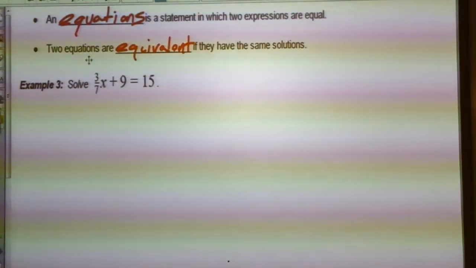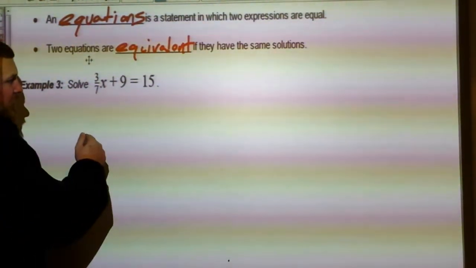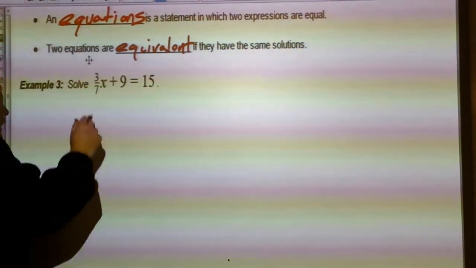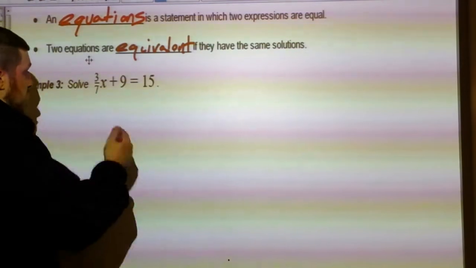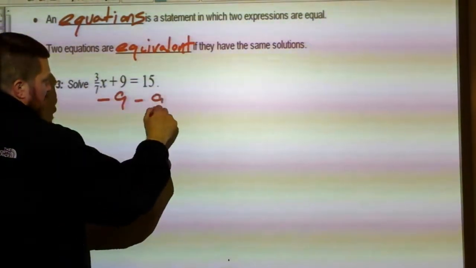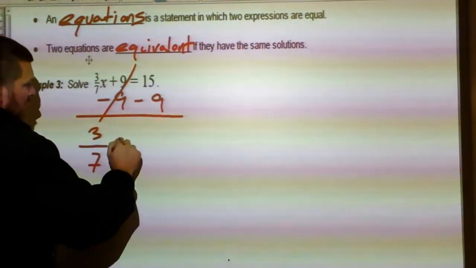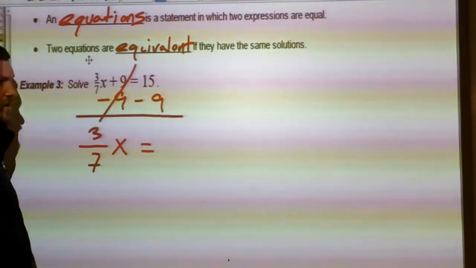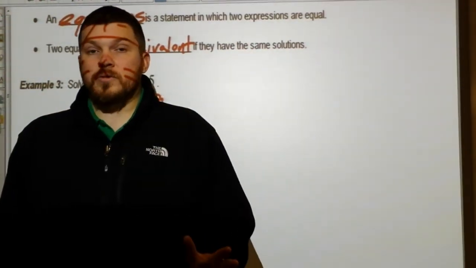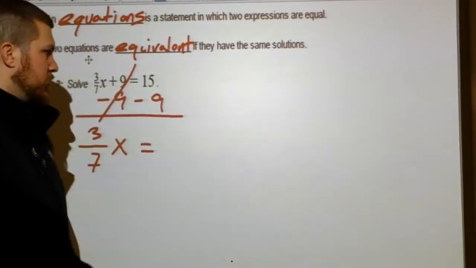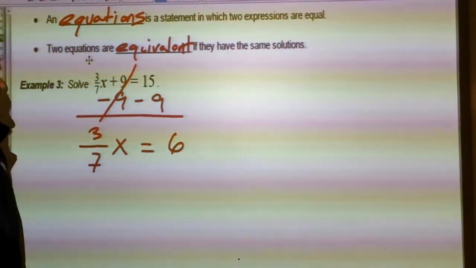So, to solve this, we want to start getting x by itself. The very first thing we need to do is to get 9 on the right-hand side. We have positive 9. Opposite of positive is negative, so we say minus 9 both sides. Cancel out, so 3/7 x is equal to 15 minus 9. If you can do 15 minus 9 in your head, that's great. If you can't, use a calculator. No big deal. But 15 minus 9 is 6.